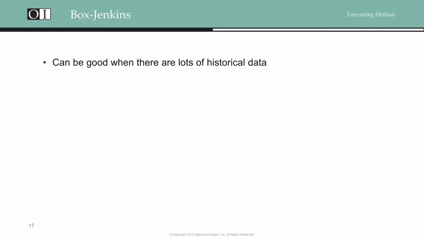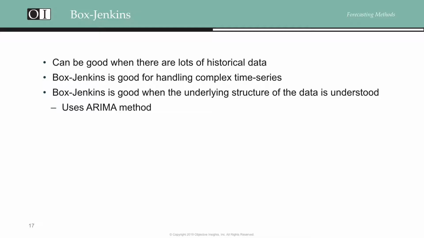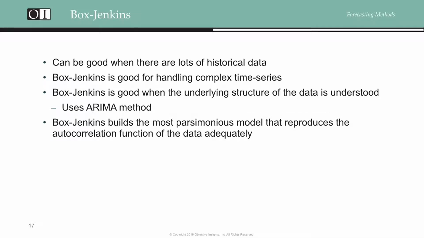Next, let's talk about Box-Jenkins. Box-Jenkins is good in situations where there's lots of historical data, and it's good for handling complex time series. It's also good when the underlying structure of the data is understood, and it's using an ARIMA method. Essentially, what Box-Jenkins does is it builds the most parsimonious model that reproduces the autocorrelation function of the data adequately. There's a lot packed into that sentence that we'll leave for a deeper explanation of the models. But let's just go with that for right now.